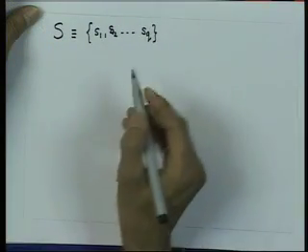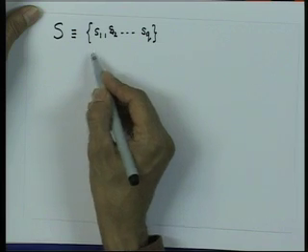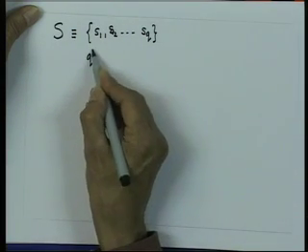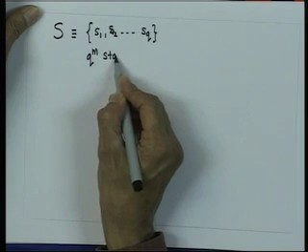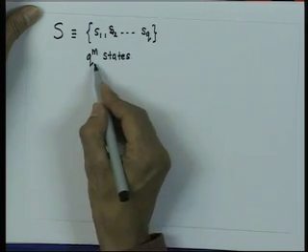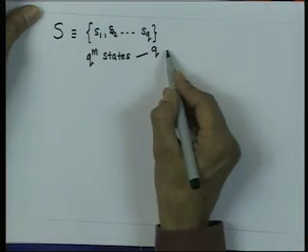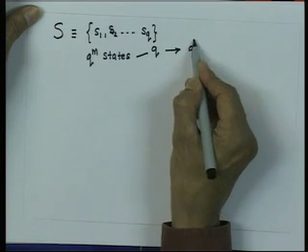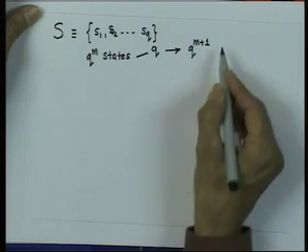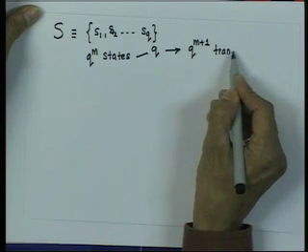A Markov source S is identified by the source alphabet and conditional probabilities. Since there are Q raised to M states, and with each state you have Q transition probabilities, you will have a total of Q raised to M plus 1 transition probabilities.